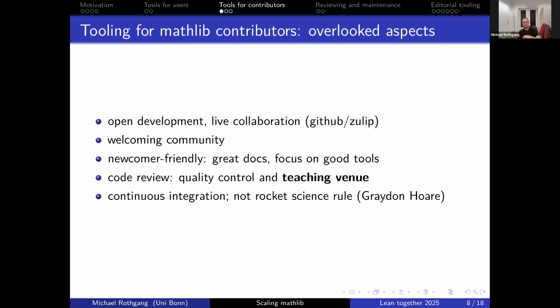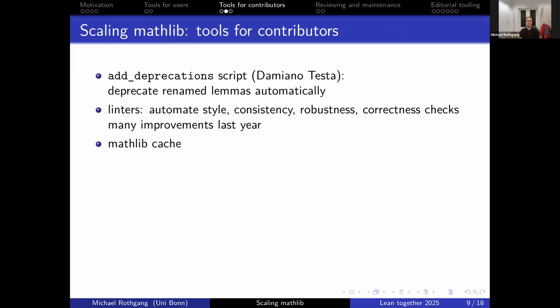So these are some perhaps overlooked aspects, some aspects you might know more, some tooling for contributors. So if you have a pull request that renames lemmas, there is a script that generates the deprecation warnings for you. You don't need to write them by hand. The computer can do it for you.